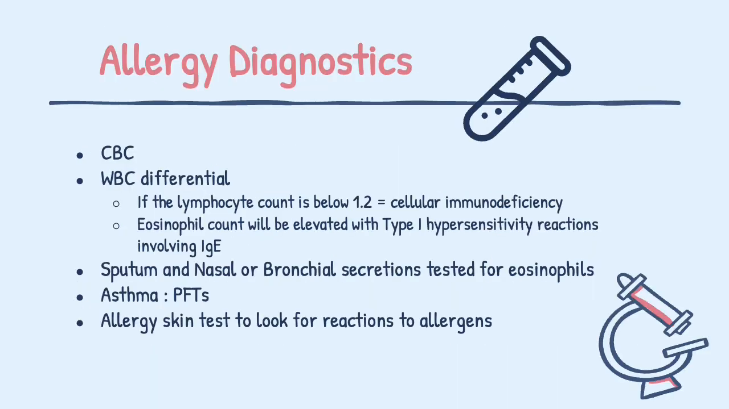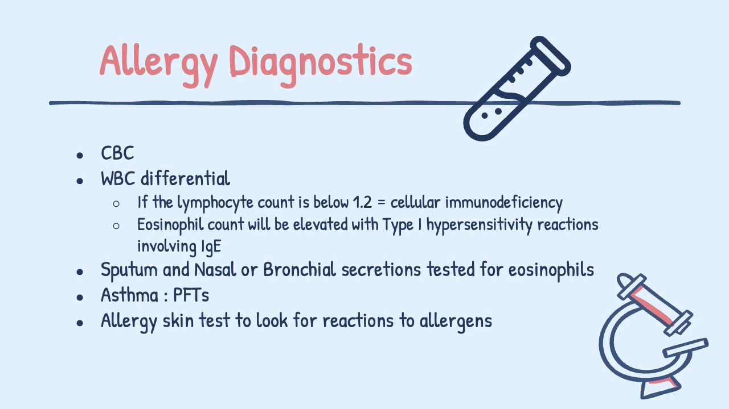So there's a wide variety of diagnostics that can be done when investigating allergies, and these will detect abnormalities in the lymphocytes, eosinophils, and immunoglobulins. A CBC with a white blood cell count here will examine the lymphocyte count and eosinophil counts. If lymphocyte counts are low, it means that there's some cellular immunodeficiency occurring. If the eosinophil count is elevated, it can be indicative of a type 1 hypersensitivity reaction that involves IgE.